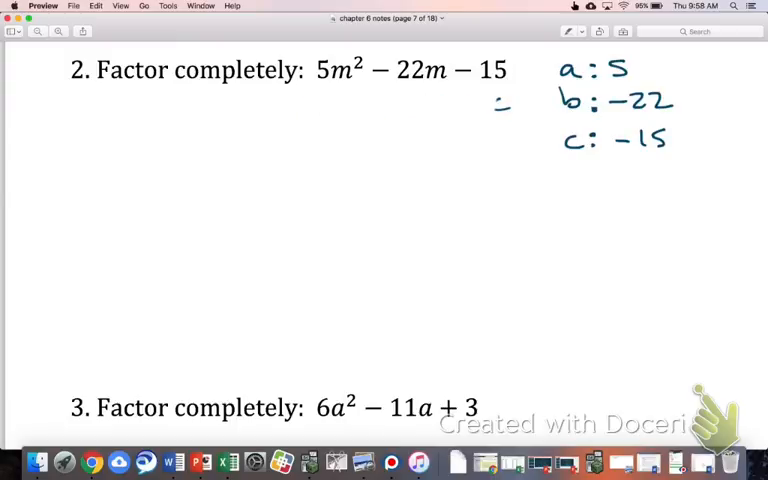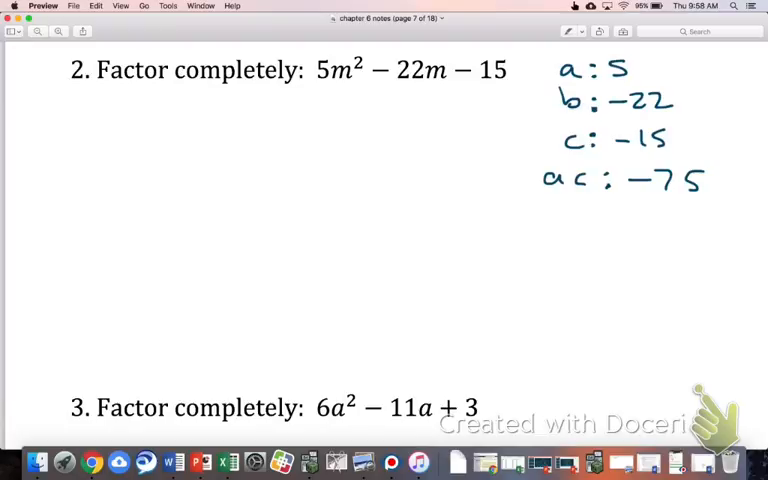Okay, so I'm going to erase that basic framework right there. And now we're going to find one other important number, and we're going to use that with our magic x to get us going. So the key number here for us to put into our magic x is going to be a times c. So I'm going to write that down here, a times c. In this case, what is a times c? 5 times negative 15, and that would be? Negative 75. Okay. So far, so good?